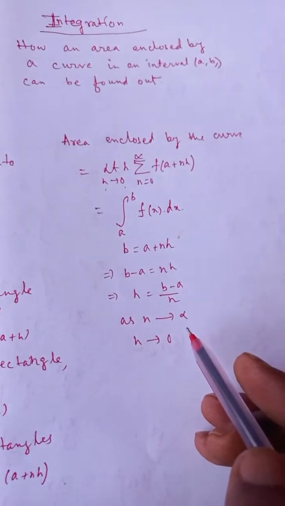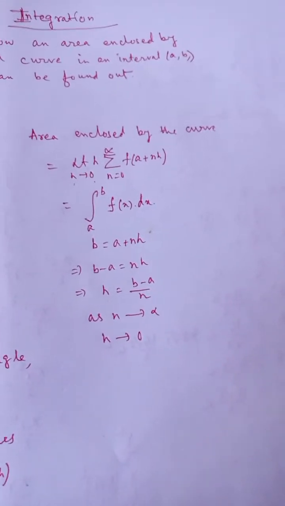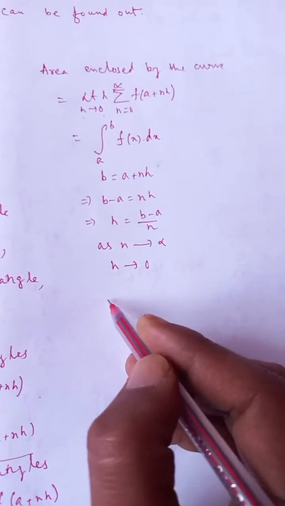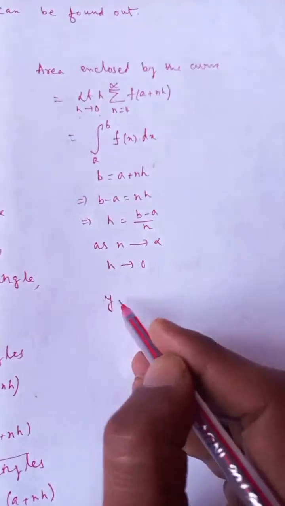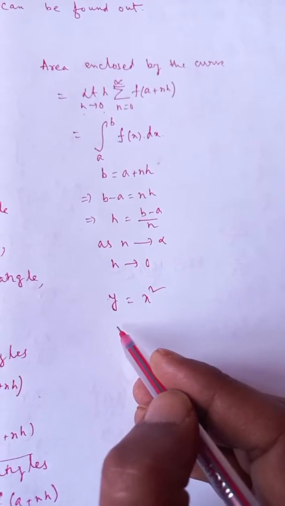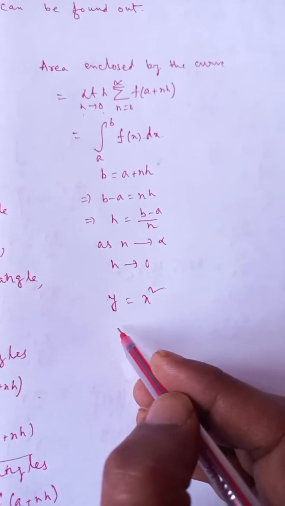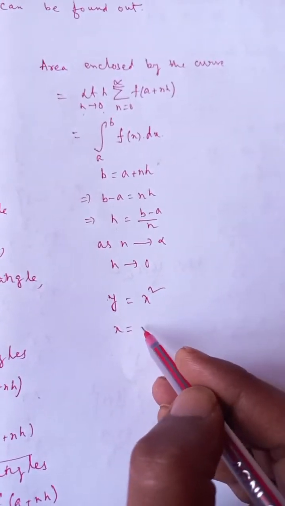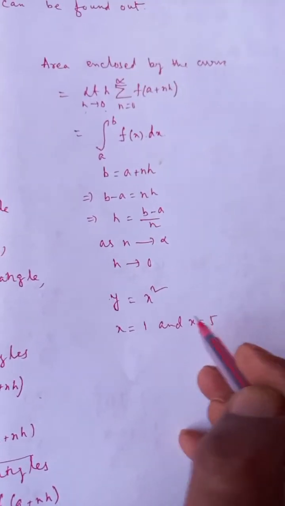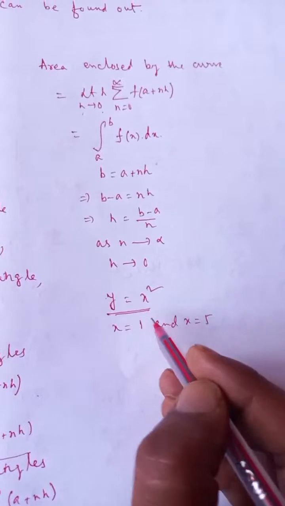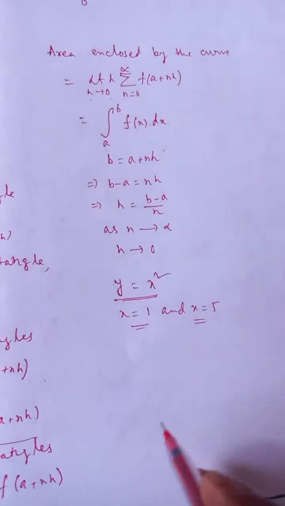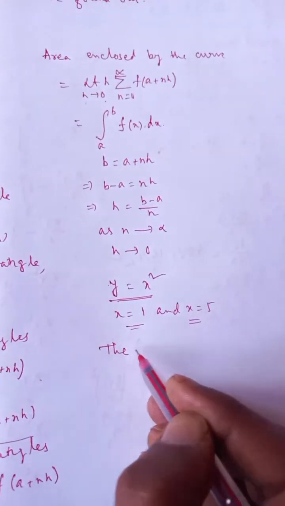So by this we can take an example. Let's take an example. You have to find out the area enclosed by y is equal to x square, given that the interval AB is x is equal to 1 and x is equal to 5. We have to find out the area enclosed by this curve from the point 1 to 5. So how can we find out the area?